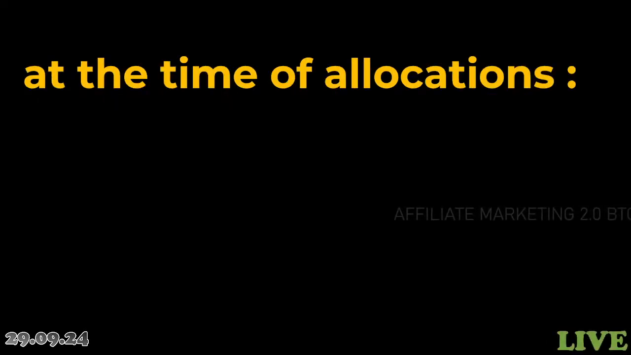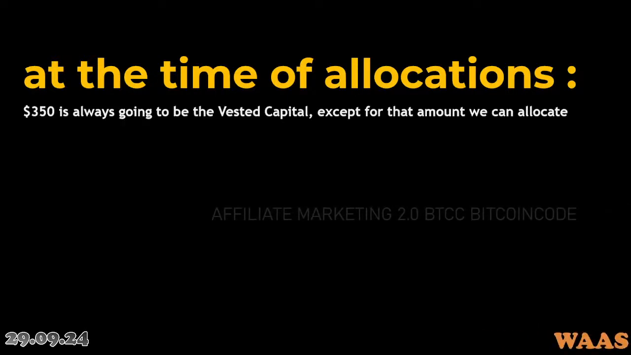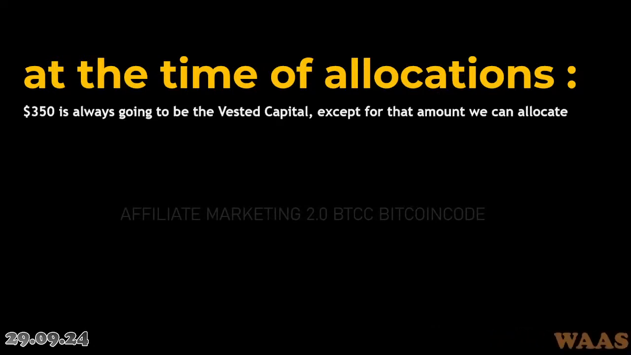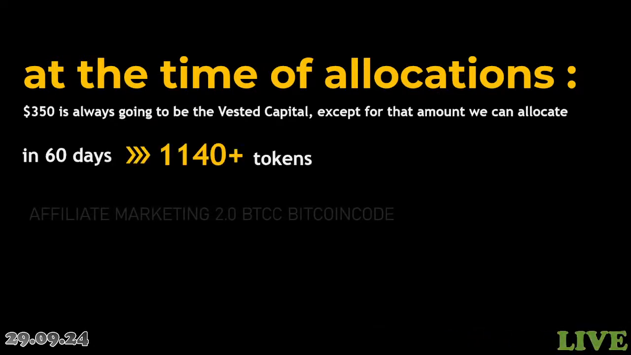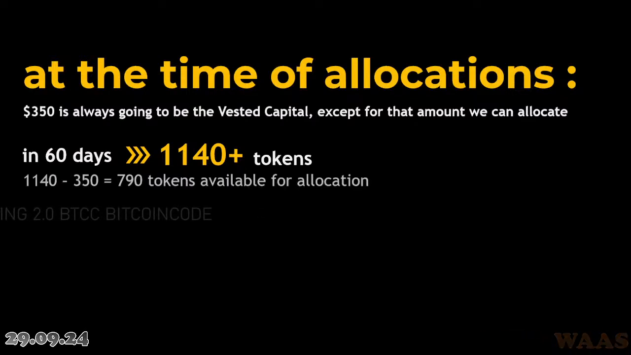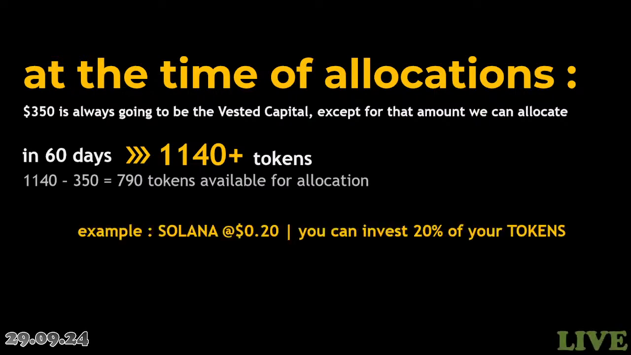Now, let us assume that our allocation has been declared and we are able to process this allocation. So $350 left as vested capital, compounded for 60 days, made like 1,140 tokens. Of this 1,140 tokens, we set aside 350 tokens just because that's the vested amount and it has to be compounded every day. So 790 tokens are available for allocations. I'm just taking an example. These numbers, these examples, everything are going to change once we get into real allocations. All these facts and figures are just to be considered for understanding purposes, just as an example.